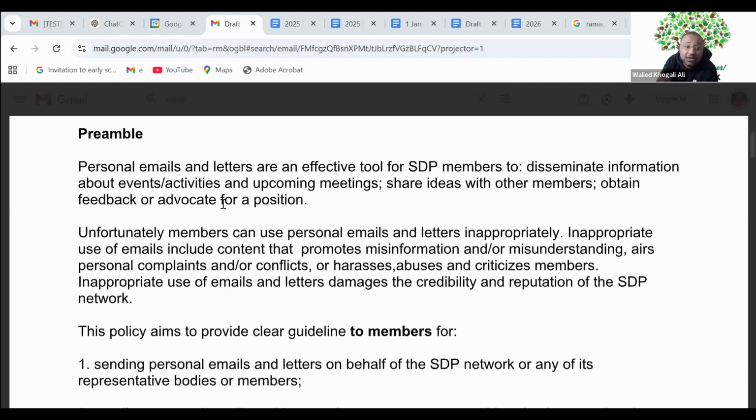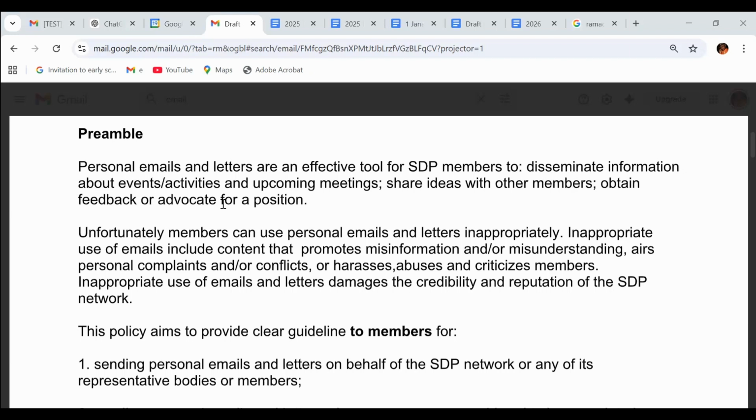My suggestion to Adonis is to remove the reference to personal. Just say emails and letters are ineffective. We don't want people to confuse or conflate personal correspondence with this policy because we can't enforce it. I can't stop you from sending a personal email to whoever you want about any issue that you are passionate about, even if it's to criticize the SDP. It's unenforceable. Freedom of speech or something like that. Exactly.